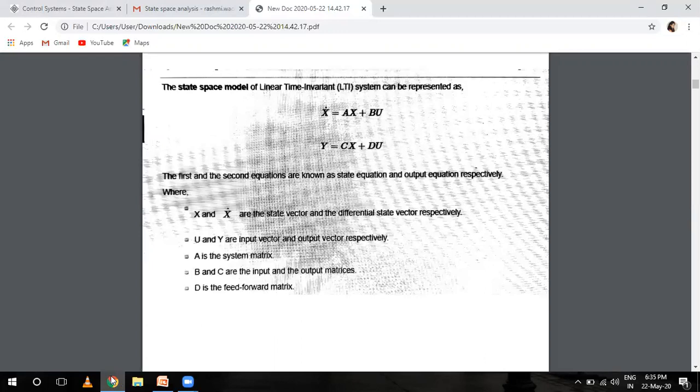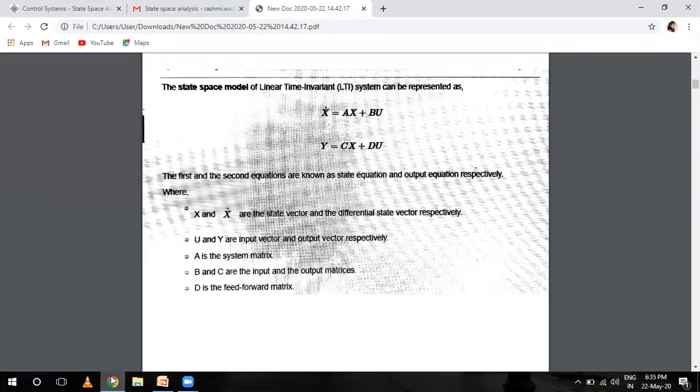What are the basic advantages of state space analysis? It can be applied to nonlinear systems, it can be applied to time invariant systems, and it can be applied to multiple input multiple output systems. It gives an idea about the internal state of the system. These are the advantages of state variable analysis.